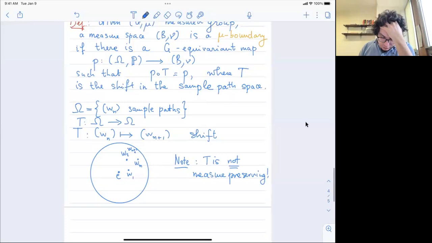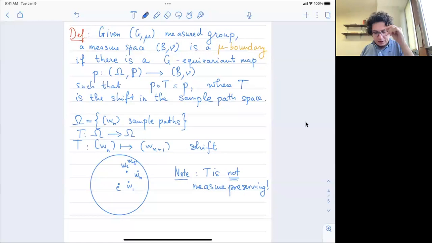Okay, and then what do we want? So what's the idea of a nu boundary? The idea of a nu boundary encapsulates what we already have seen geometrically, that there is a point psi on some boundary that we don't know what it is. But we know that P composed with T equals P means that I assign to the sample path a boundary point. And if I shift the time of the sample path by one, the boundary point is the same. And that makes sense because this is just a limit.